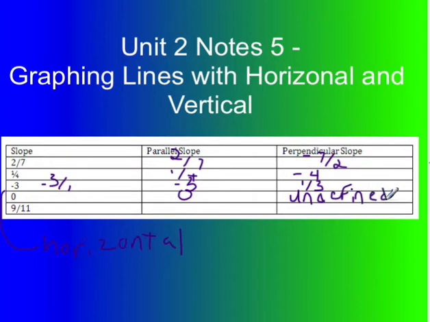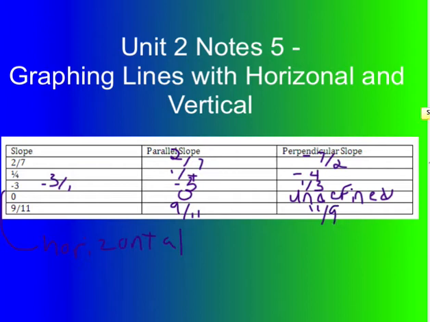Now let's take a look at the next one. We have the fraction 9 over 11. The parallel slope is going to be the same, which is 9 over 11. The perpendicular slope is going to be the fraction flipped over, which is 11 over 9. And that's the perpendicular slope.